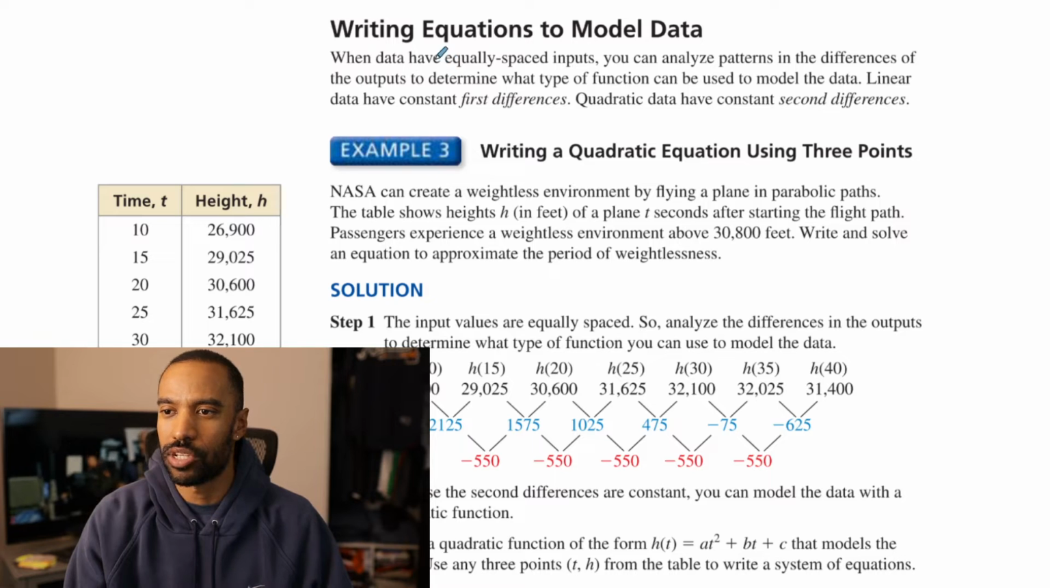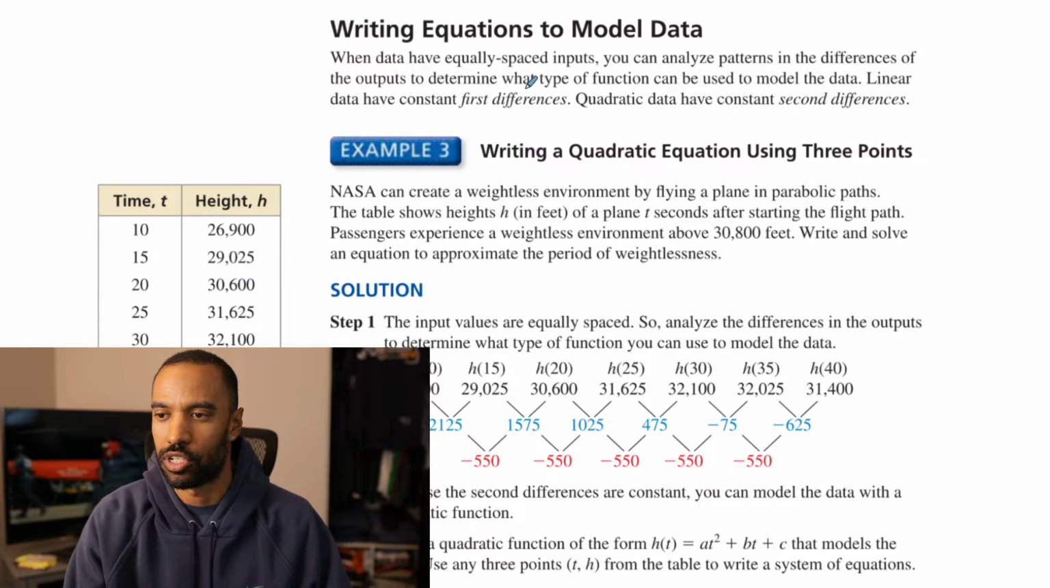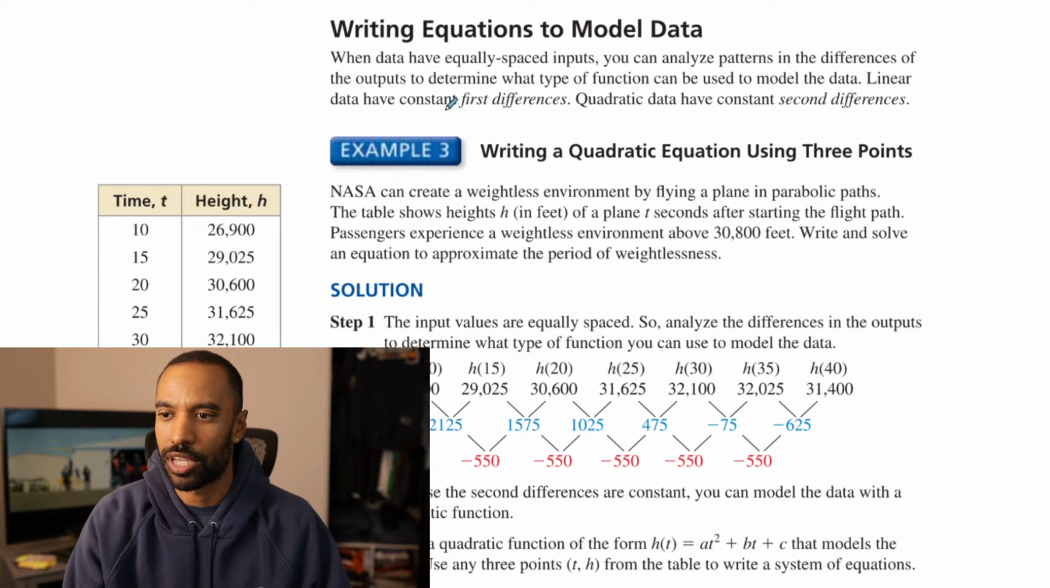All right, writing equations to model data. When data have equally spaced inputs, you can analyze patterns in the differences of the outputs to determine what type of function can be used to model the data. Linear data have constant first differences. Quadratic data have constant second differences.